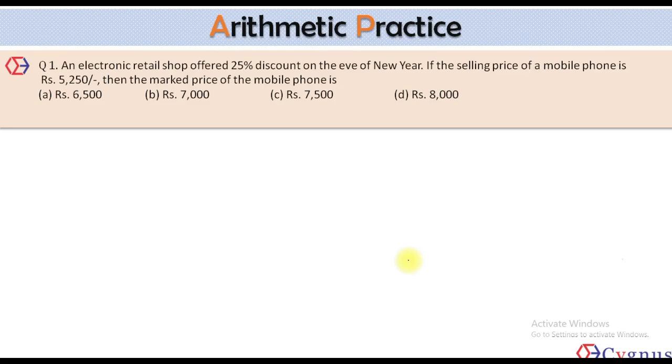An electronic retail shop offered 25% discount on the eve of a new year. If the selling price of a mobile phone is 5250, then the mark price of the mobile phone is which one? So let's assume that the mark price of the mobile phone is X. How much discount was offered? 25%. So I'll say 0.75x must be the selling price, and this is given equal to 5250. So when you solve it, you'll get x equal to how much? 7,000. So the mark price must be equal to 7,000.